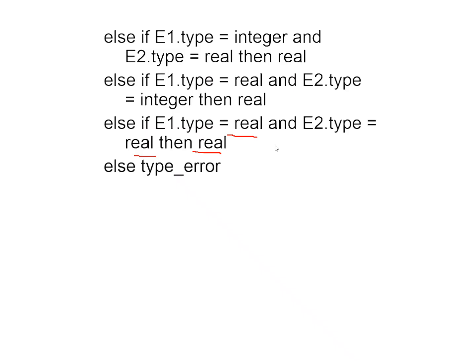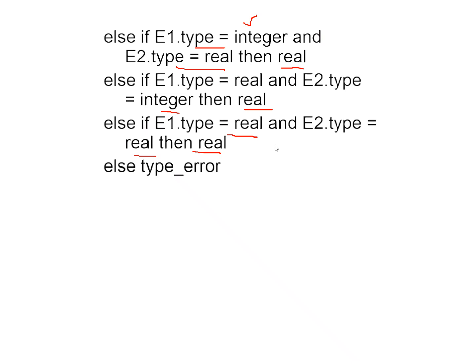But you have two other cases. If e1.type is integer but e2.type is found to be real, then some implicit type conversion has to be performed by the compiler, which means that this int is converted to a real number, as you have already studied in the phases of the compiler. So int to real is performed, and ultimately your e.type will be real. Similarly, if e1.type is real but e2.type is integer, some conversion has to be performed, so this integer will be converted to real, and ultimately your e.type will be real.